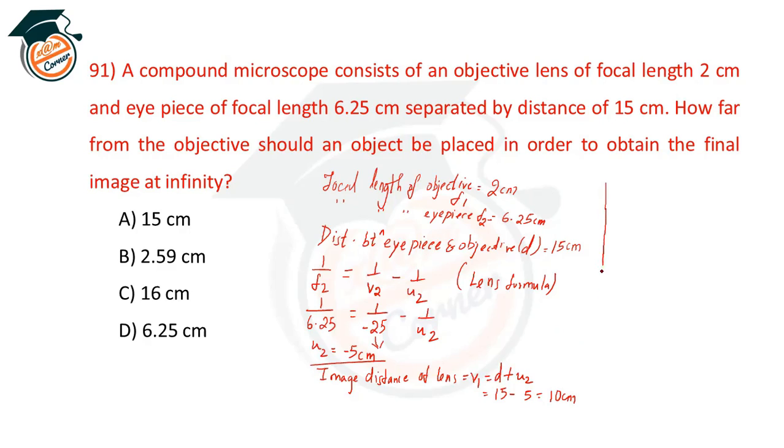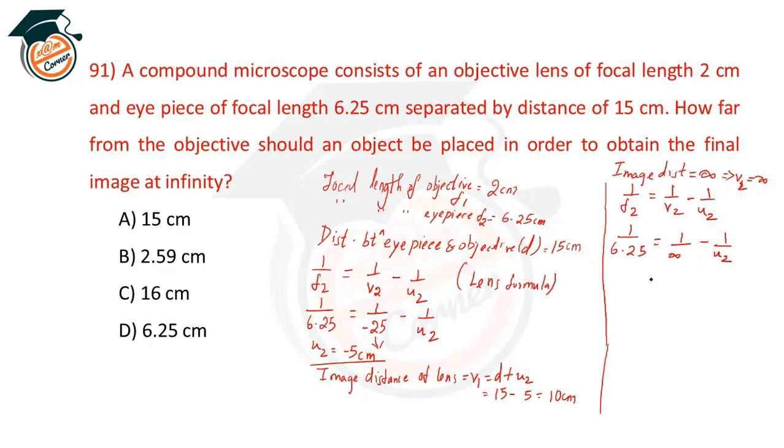Then again we will use the lens formula. In the lens formula we have 1 by f2 equals 1 by v2 minus 1 by u2. Here the image distance for the eyepiece is at infinity. So this implies v2 equals infinity. So we substitute the values: 1 by 6.25 equals 1 by infinity minus 1 by u2. So u2 equals minus 6.25 centimeter.